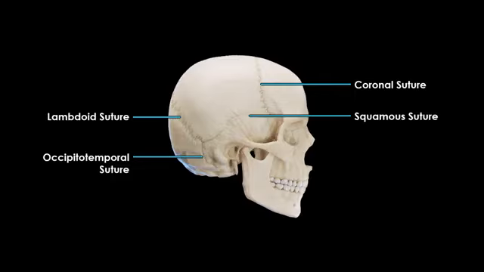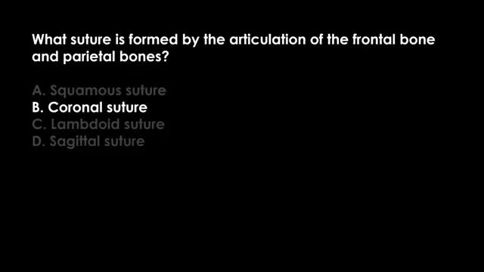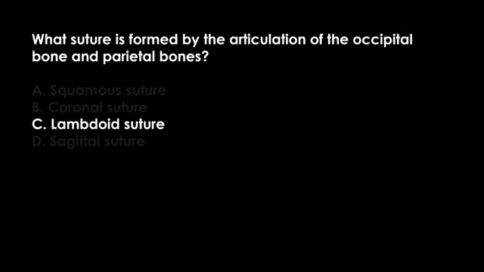So you think you've got it. Here's a quick practice question. What suture is formed by the articulation of the frontal bone and parietal bones? The correct answer is B, the coronal suture. Here's another question. What suture is formed by the articulation of the occipital bone and parietal bones? The correct answer is C, the lambdoid suture.